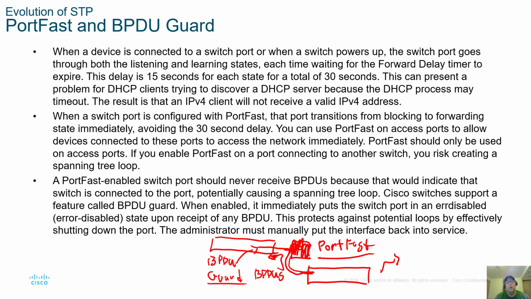So these two things work in conjunction with each other. PortFast kicks the port up fast. BPDU guard, in case someone unplugs the host and plugs in a switch and it creates a loop, will shut the interface down because it would be receiving bridge protocol data units on that interface. That's what's going on with PortFast and BPDU guard. And that's it.